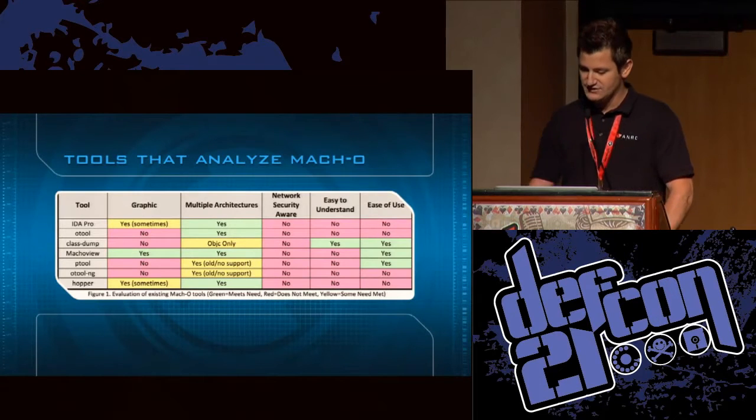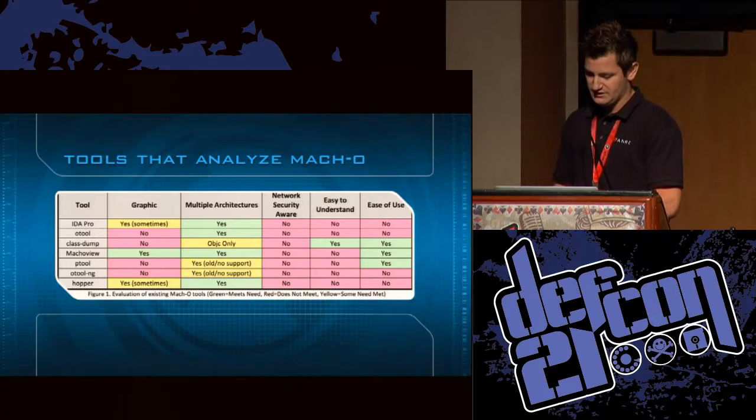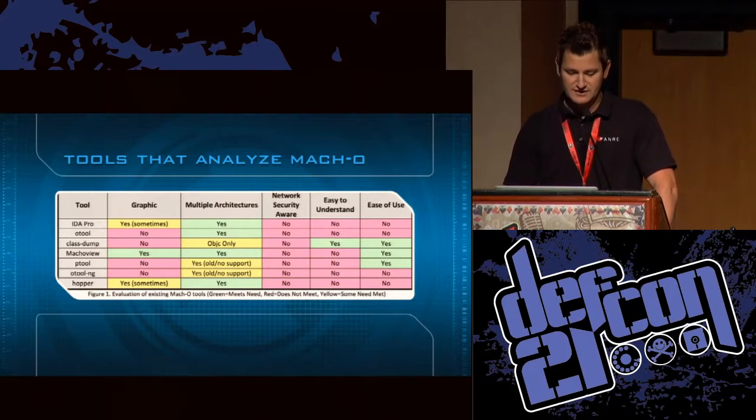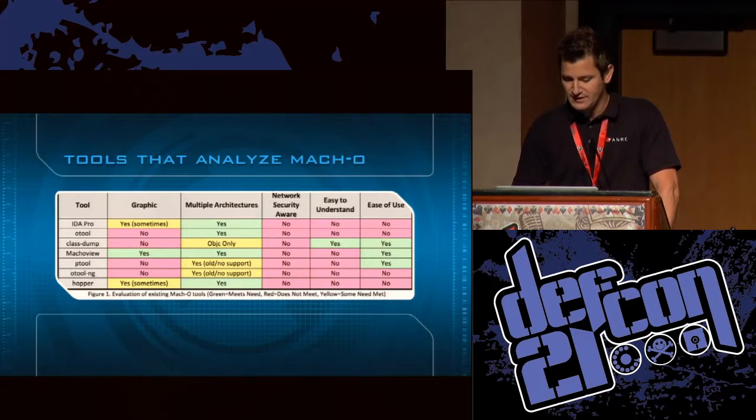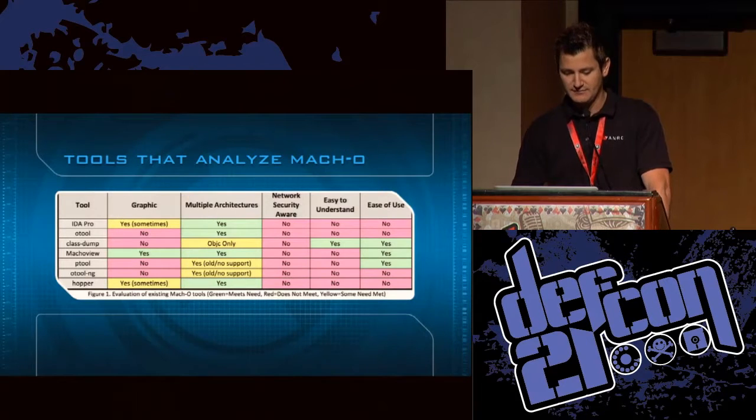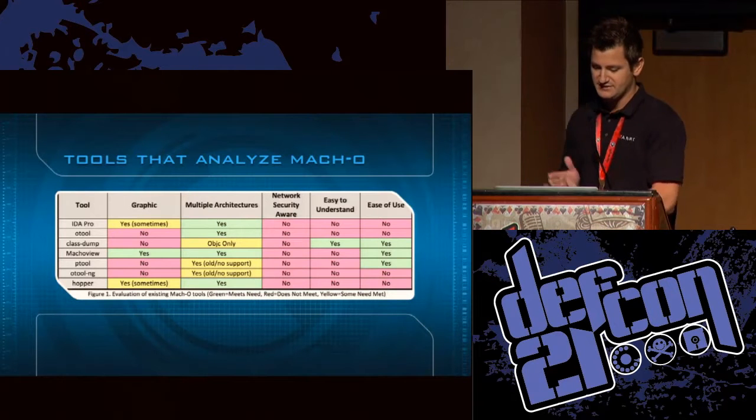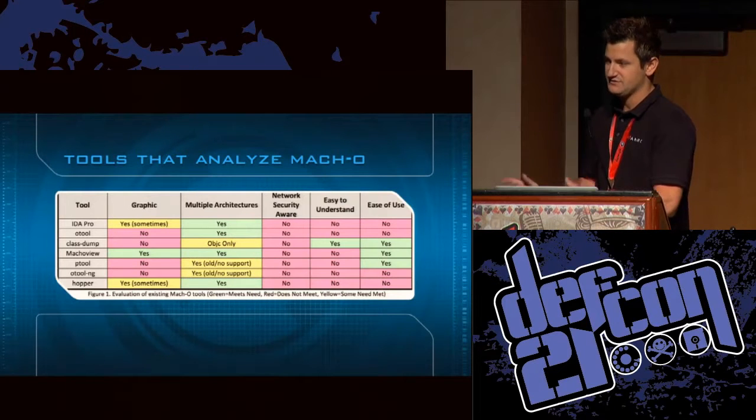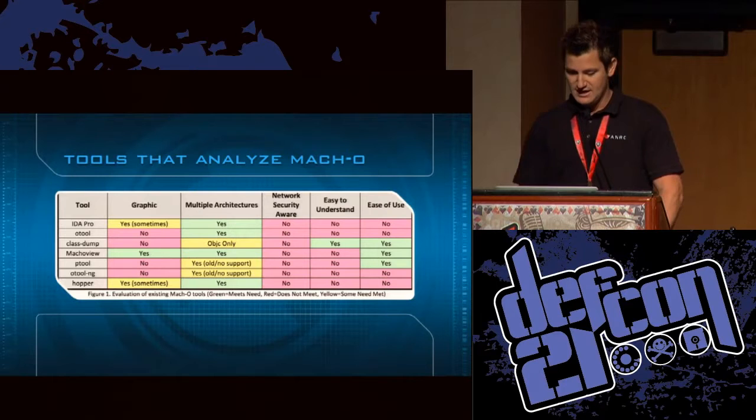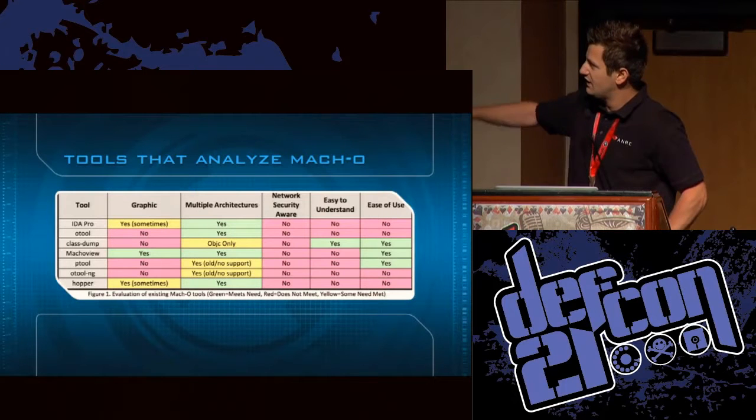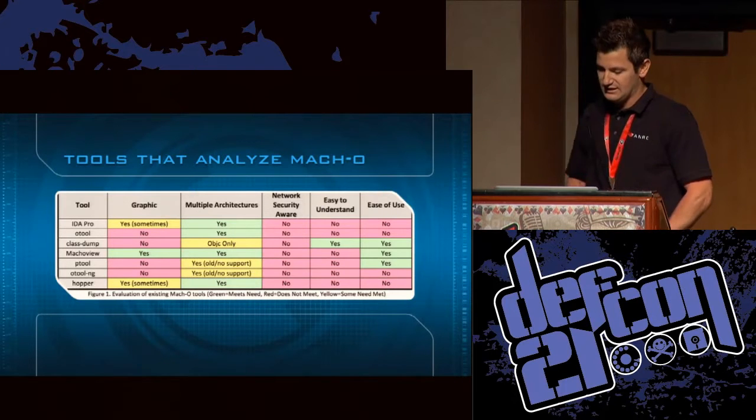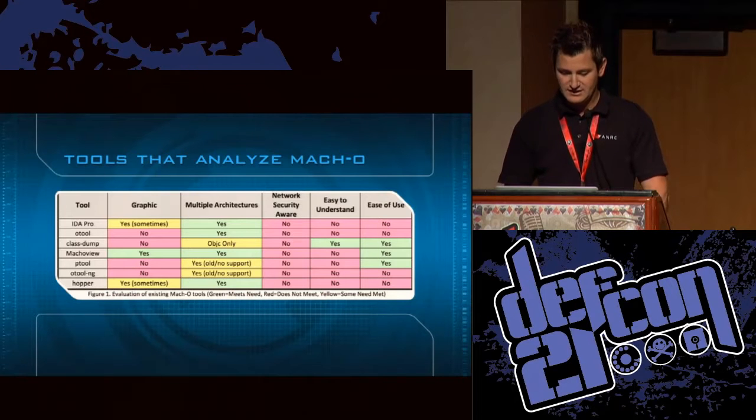Some of the tools that I've used that I really enjoy and that were a big inspiration to this project were IDA Pro, otool, class-dump, MachOView, ptool, otool-ng, and Hopper. A few of these, especially MachOView, have been really helpful in making sure that everything I was doing was correct. So with this chart, some of it's arguable. I did the best that I could to my ability.